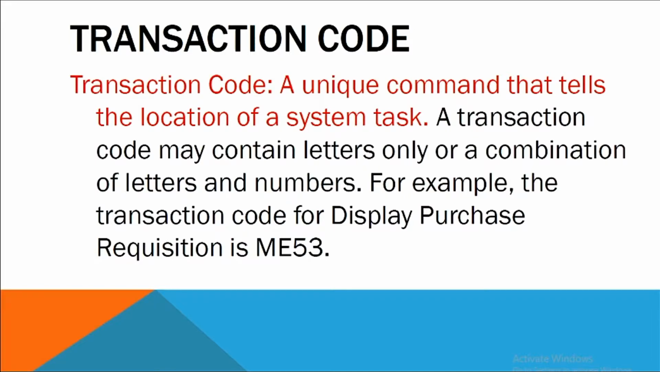Transaction code. A transaction code is a unique command that tells the location of a system task. A transaction code may contain letters only or a combination of letters and numbers. For example, the transaction code for Display Purchase Requisition is ME53.